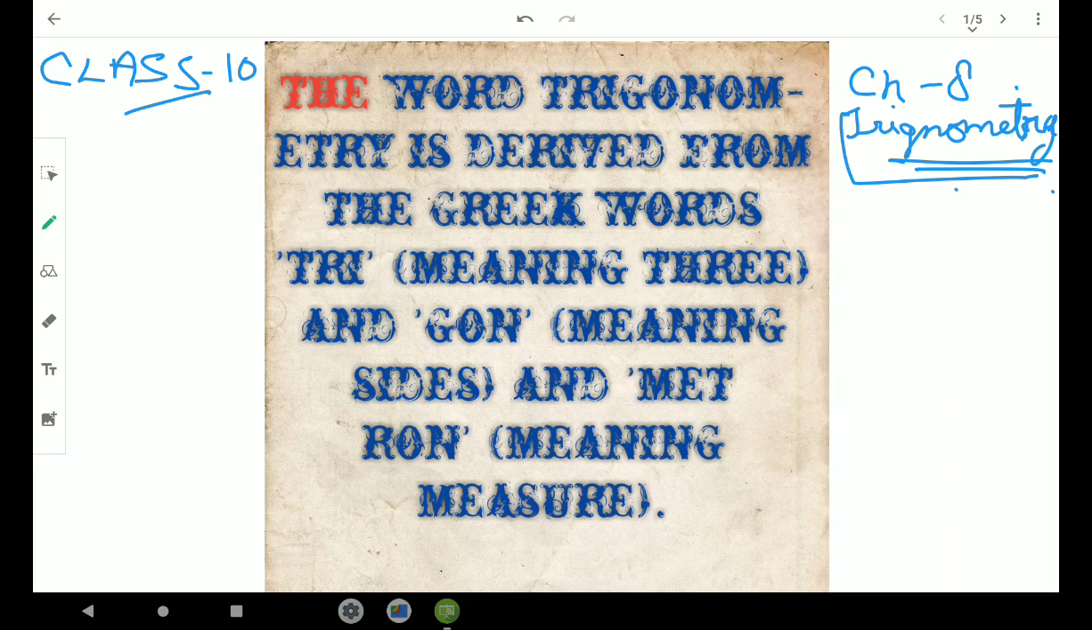The word trigonometry is derived from the Greek word tri, meaning three, gon, meaning side, and metron, meaning measure. Okay, you have understood this? The word trigonometry is derived from the Greek word trigonometron. Tri means three, gon means sides, and metron means measure.